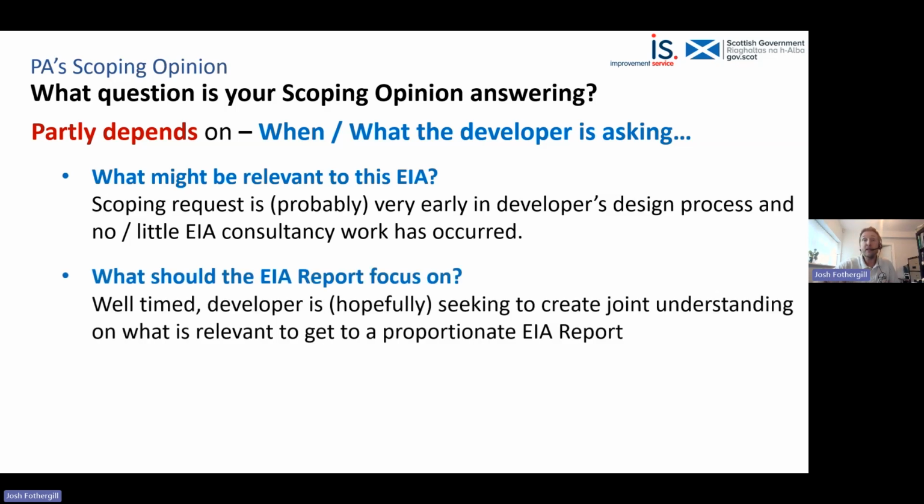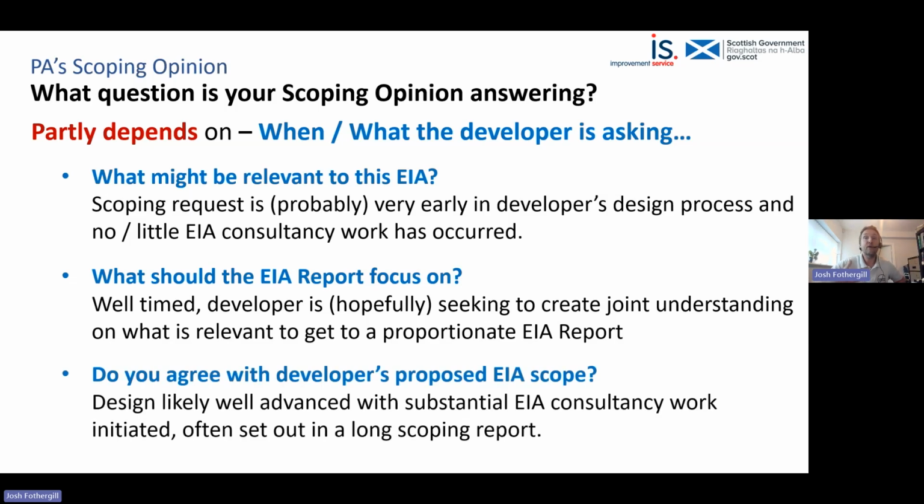It could be more in the middle of the process. What should be in the EIA report? What should we focus on? They've probably gathered quite a bit of information already, but they're now asking for you to give an oversight of it, allow the consultees to give an oversight of it, and give some indication as to where the priorities might be. Are there gaps? Are there areas where they're perhaps covering things that don't need to be in as much detail?